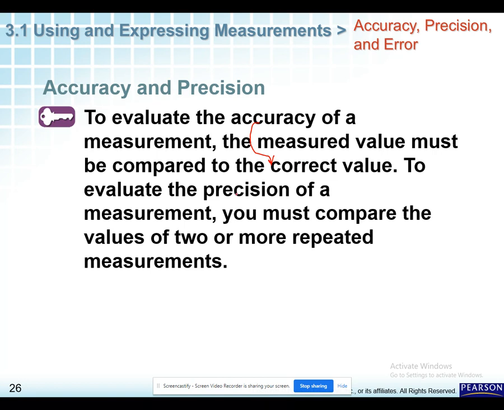To evaluate precision, you have to compare values with two or more repeated measurements, which means in order to do precision, you have to have multiple measurements. Because in order to even do precision, you have to compare them. And if you don't have anything to compare it to, well, that's not going to work out.